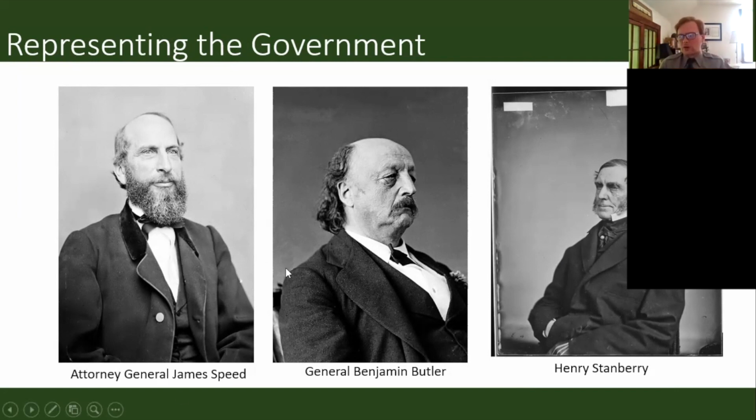All three of them were lawyers. General Butler seems to be the odd man out, but he was considered a really brilliant trial lawyer, and they thought that he was going to be a good addition to give them a little bit of wartime experience.